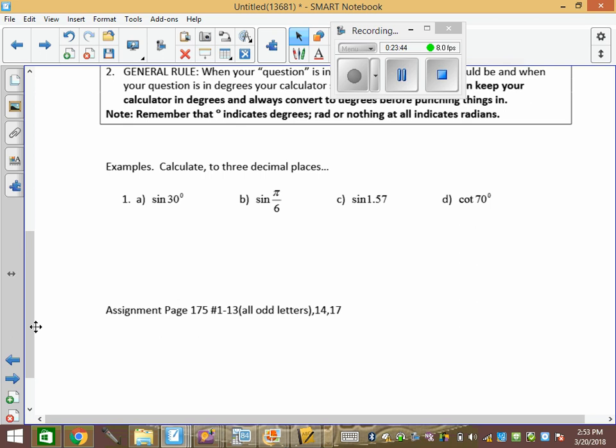Now, how do you know what mode to be in? You know what mode to be in depending on what answer you need. So if you want your answer in radians, your mode has to be in radians, or by what number you're putting in. So look at the first one, it's sine of 30. Sine of 30 what? Degrees. So what mode do I need to be in? So press mode, which is by your second button, and make sure it's bolded over degrees.